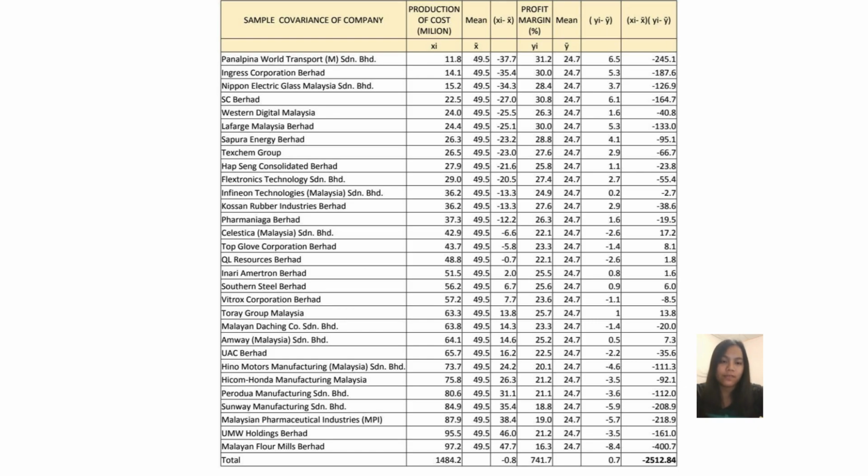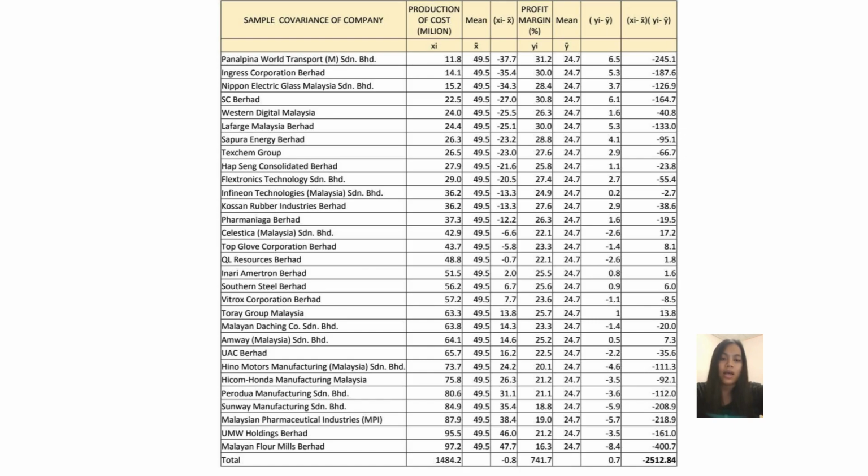So subtract the mean from each data point. Examples: Panamlina World Transport and Senen Berhad. I calculate 11.8 minus 49.5, so I get the answer of negative 37.7. So I repeat for all the data points, until 30. So for deviation xi, x bar is negative 246,000,000.